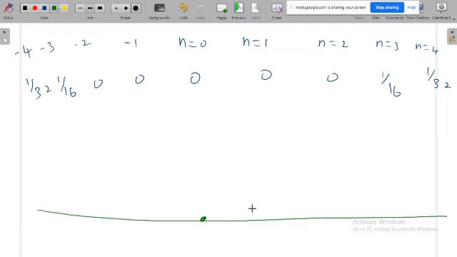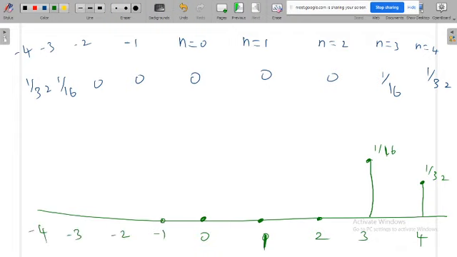At 0 the sample value is 0, at n is equal to 1 the sample value is 0, but here you are getting a sample of 1 by 16, here a sample of 1 by 32. Again this is 0, this is 0, and then 1, 2, 3, 4. Similarly you write it here, minus 1, minus 2, minus 3, minus 4. At minus 1, 0, minus 2, 0, at minus 3 you are getting 1 by 16, at minus 4 you are getting 1 by 32.